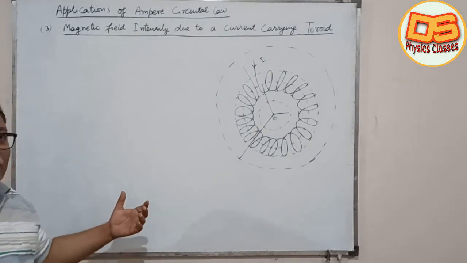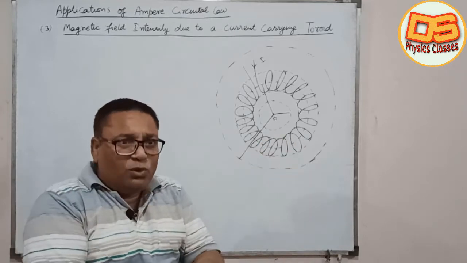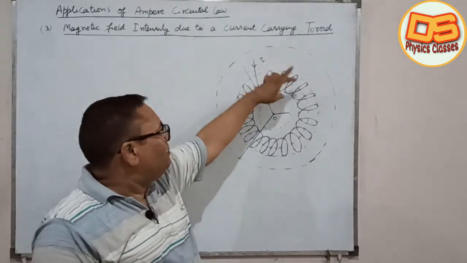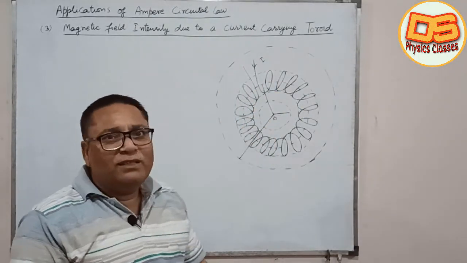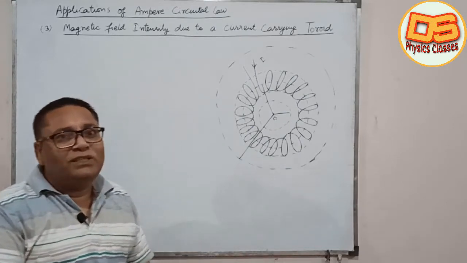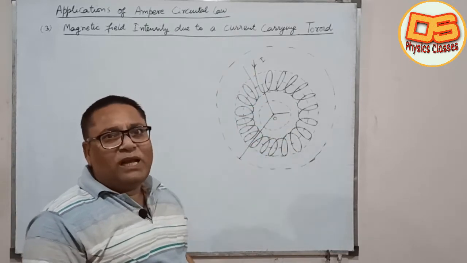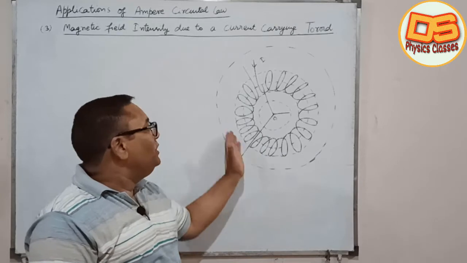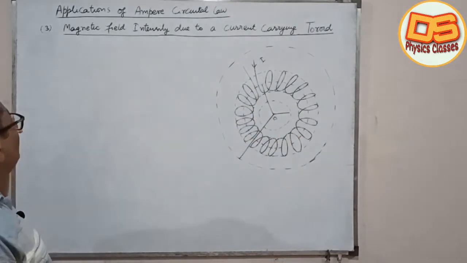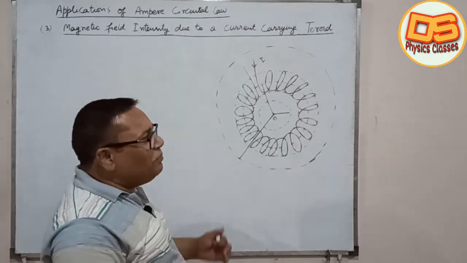What is a toroid? If this is a solenoid and we close it in the form of a loop or circle, this figure is known as a toroid. Toroid means an endless solenoid. This is in circular form, there is no end, no starting point, no terminating point, therefore it is called a toroid. Clear? So when we find the magnetic field intensity in a toroid, there are three parts in a toroid.